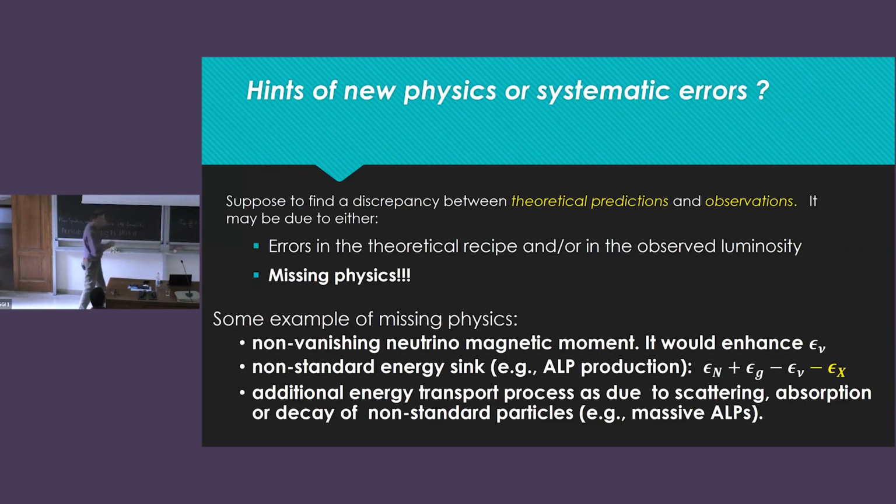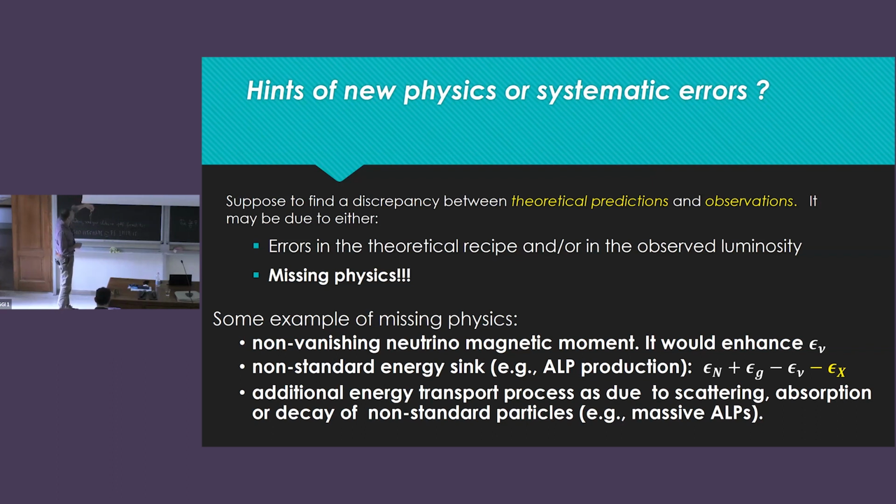So suppose that we find a disagreement between theory and observations. We have two possibilities, essentially. Either this disagreement may be due to errors in the theoretical recipes or in the observations that we have not considered, or there is some missing physics.